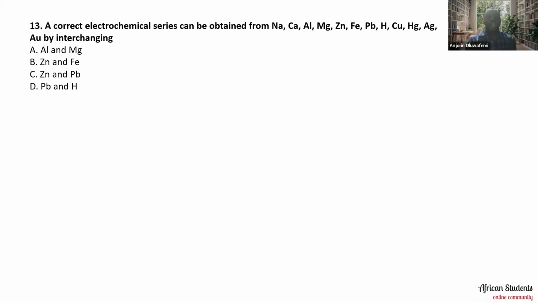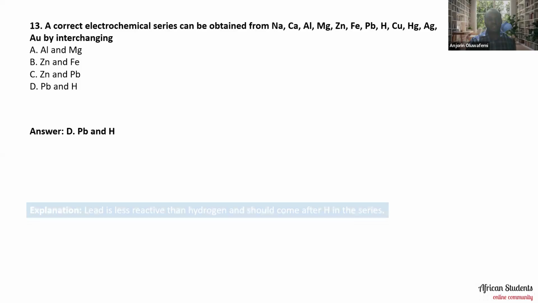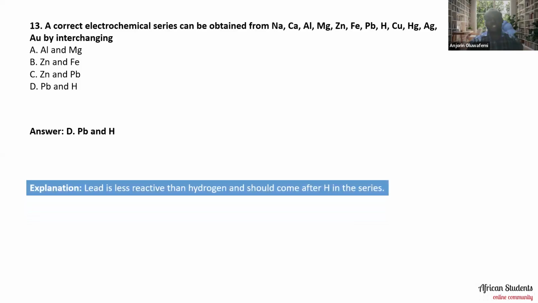A correct electrochemical series can be obtained from sodium, calcium, aluminum, magnesium, zinc, iron, lead, hydrogen, copper, mercury, silver, gold, by interchanging aluminum and magnesium, zinc and iron, zinc and lead, or lead and hydrogen. Now, the proper thing to do is to interchange lead and hydrogen, because lead is less reactive than hydrogen and should come after hydrogen in the series. So that's the reason why we have to interchange it.